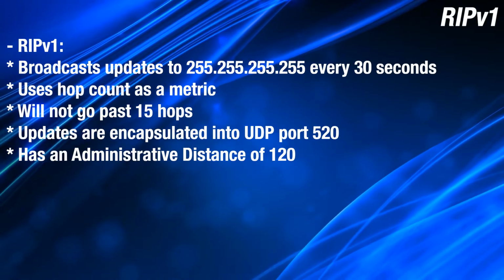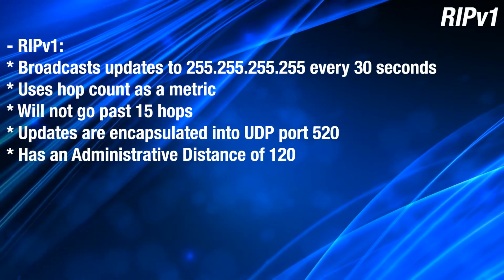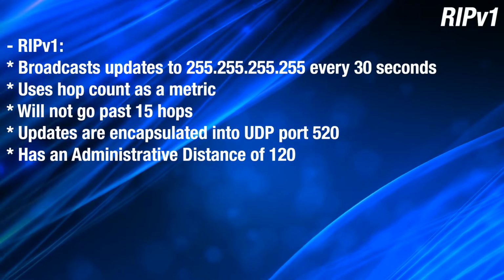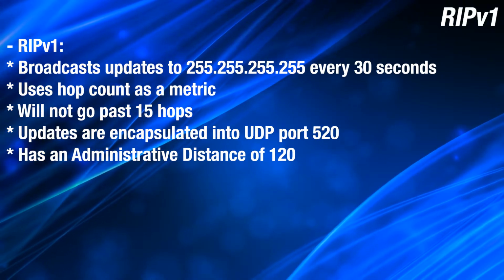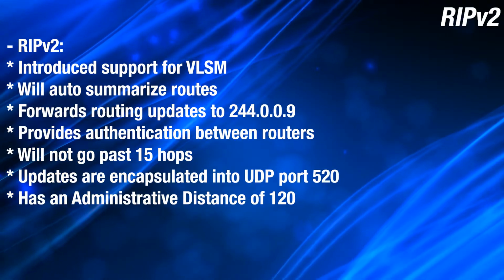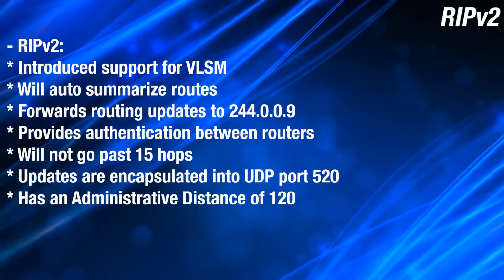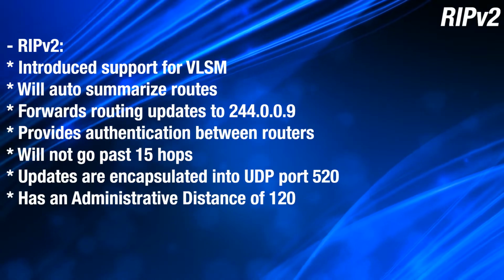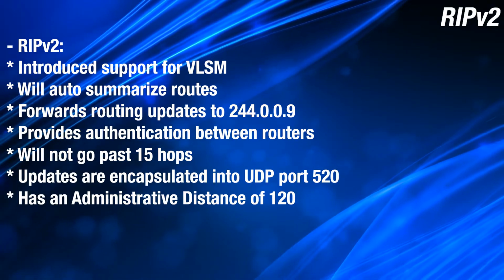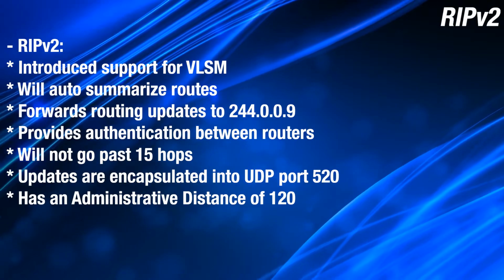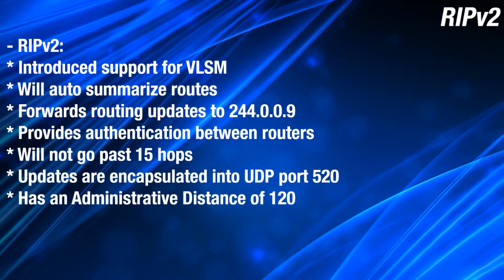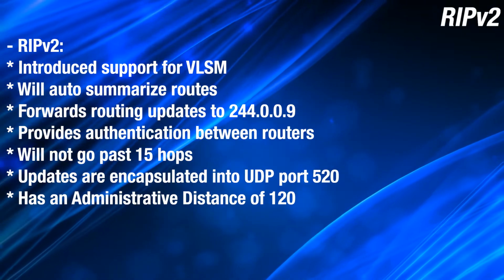RIP version 1 broadcasts routing updates to 255.255.255.255 every 30 seconds. It uses hop count as a metric, and a hop count greater than 15 is too far for RIP to route. RIP version 2 introduced support for VLSM, forwards updates to 224.0.0.9, and reduces routing entries with summarization. It also adds authentication between the routers to increase security. All RIP updates are encapsulated in UDP port 520. RIP still has a 15 hop count limitation and an administrative distance of 120.